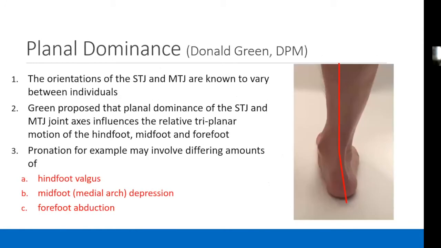Another concept that this algorithm makes use of is a concept called planal dominance, which was written about. He had a publication, Donald Green, who's also a podiatrist, and that has to do with the influence of the orientation of the subtalar and the mid-tarsal joints on the components of pronation. So when we think about the components of pronation, we think of hindfoot valgus, medial longitudinal arch depression, plantar flexion of the talus and the navicular moving plantarly. Some people look at something called the position of the navicular tuberosity on the Feiss line, but there's also the abduction of the forefoot, which is another component of pronation.